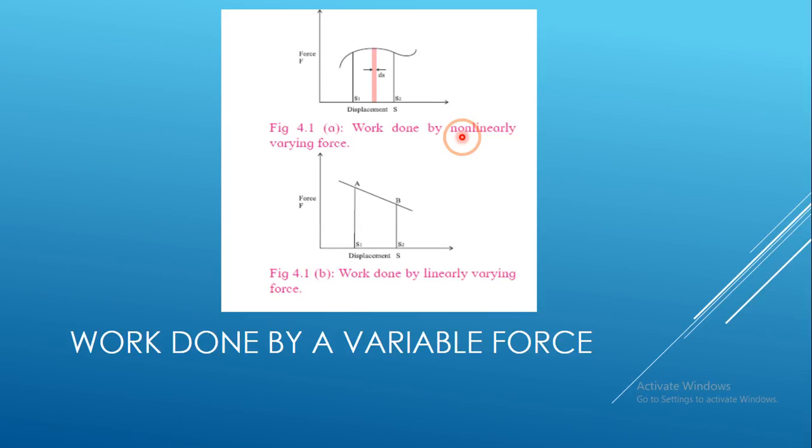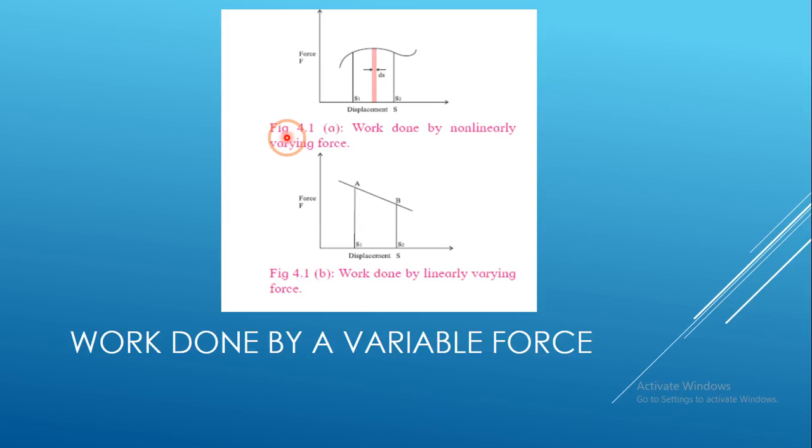The area under the curve between S1 and S2 also gives the work done, as it consists of all the strips of ds between S1 and S2. So for a non-linearly varying force, we are going to use the integration form, that is the integration of F dot ds from S1 to S2. And for a linearly varying force, we are going to use the direct area. For example, what we have taken here, A, S1, S2, B, it can be of any shape of particular area.